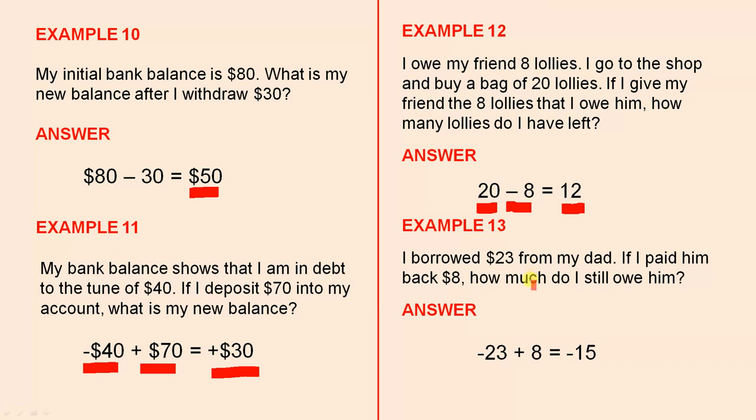Example 13. I borrowed $23 from my dad. If I paid him back $8, how much do I still owe him? So I'm $23 in debt. I pay him $8, which means I move 8 to the right. I still owe $15. So negative 15 is what I land on. So I still owe Dad $15.